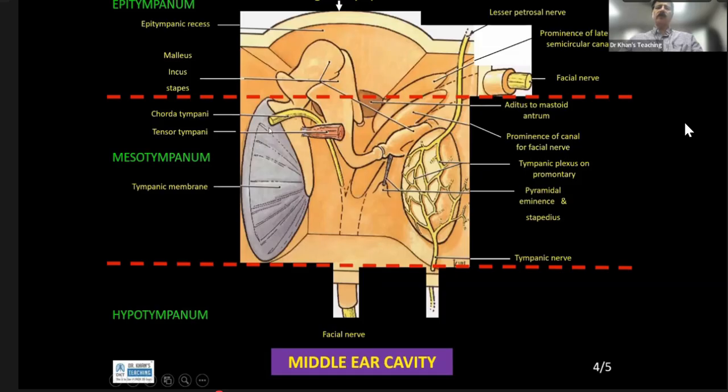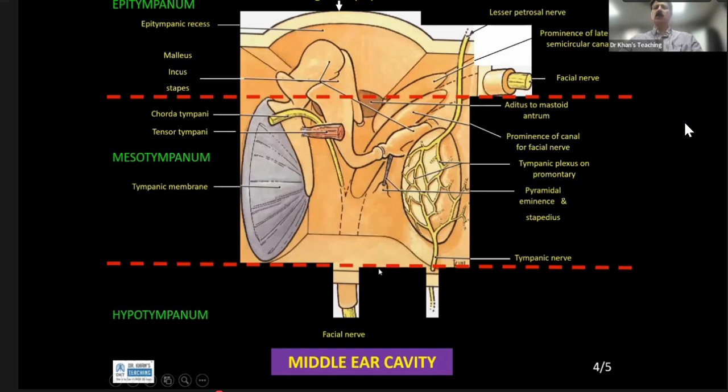How do you divide it? Now, this is the tympanic membrane. If you draw an imaginary line from here to the tympanic portion of the facial nerve, here, superior to that, and the lateral semicircular canal will also be at times at the same level. Superior to that will be the epitympanum. This is the mesotympanum, also known as the middle ear cavity proper. And this is known as hypotympanum. Hypotympanum is nothing. It is just empty, just a trough in the floor, nothing more than that.